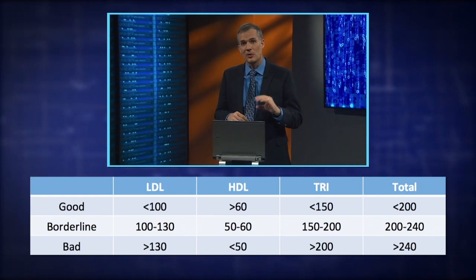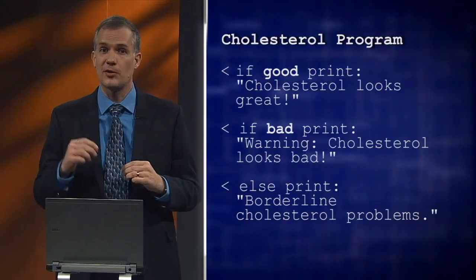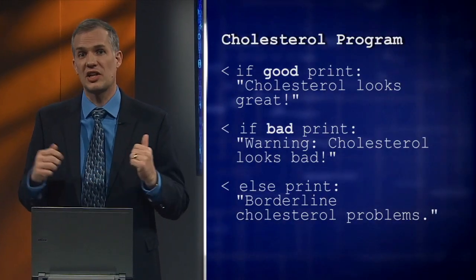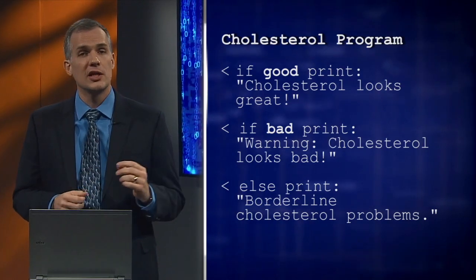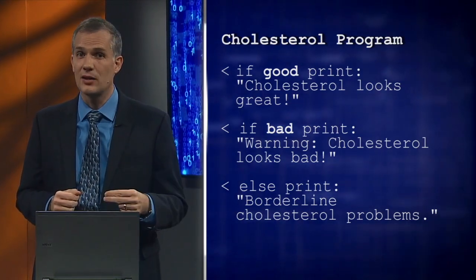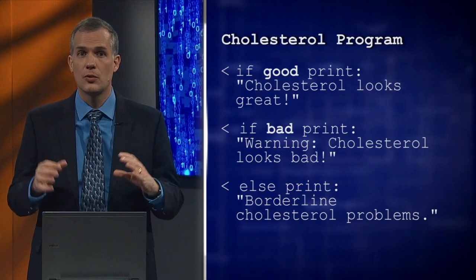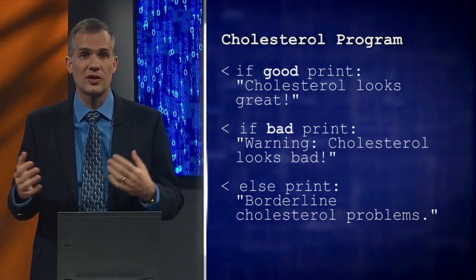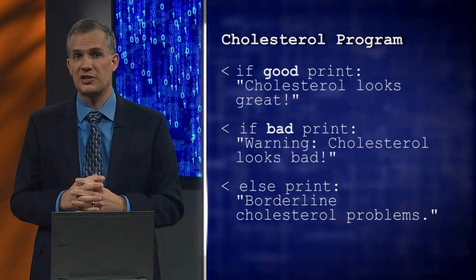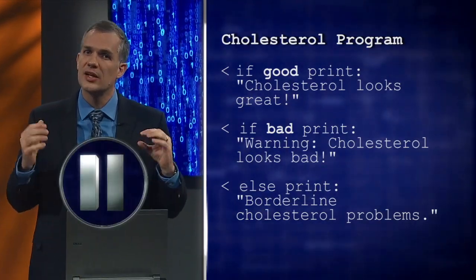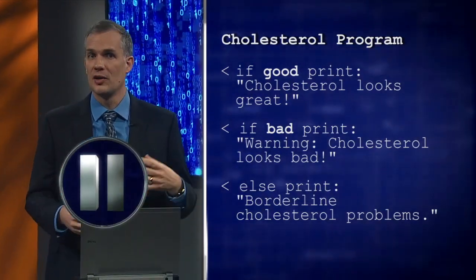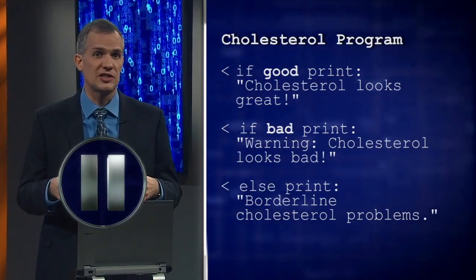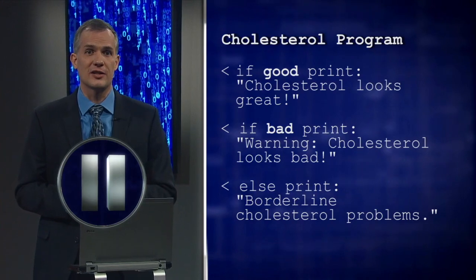You want to output one of 3 messages. If a person is good in every category, you want to tell the doctor, cholesterol looks great. If any one category is bad, you want to tell the doctor, warning, cholesterol looks bad. And otherwise, you want to tell the doctor, borderline cholesterol problems. See if you can put together some code that will make this check. Pause, and once you've implemented this yourself, you can continue to see how I did it.